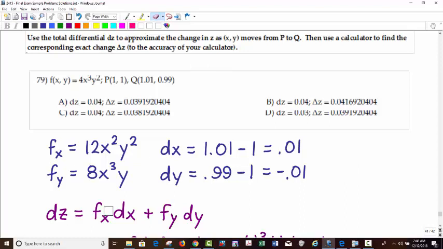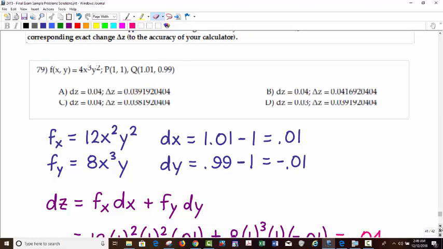So here's the formula for the dz. It's fx dx plus fy dy. Now, sometimes it might be w as a function of x, y, and z, so it might say dw, then you would have a plus fz dz. I don't think you have to worry about that too much, but I think that's in my notes for that section.